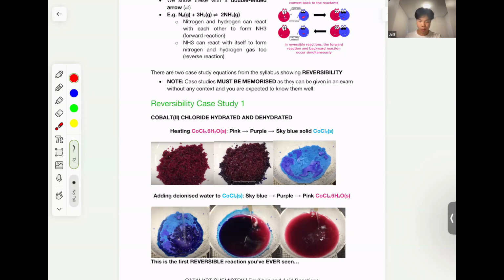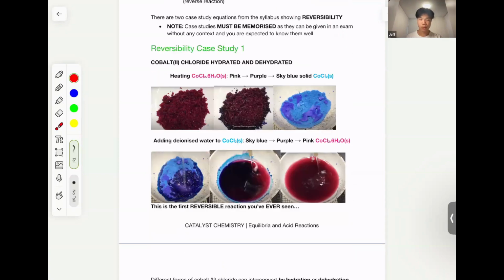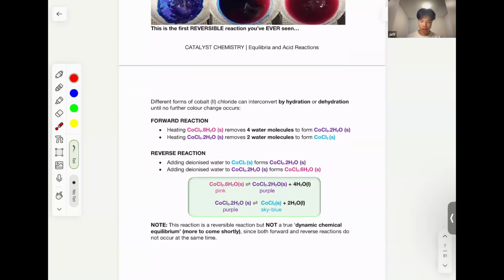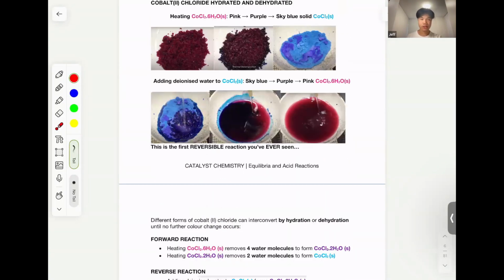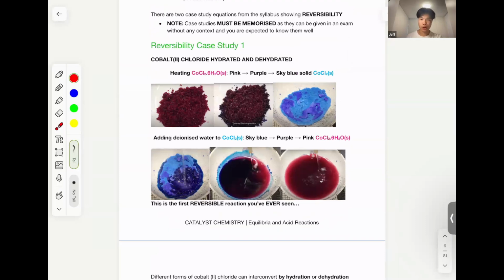This reaction, importantly, is not a dynamic equilibria. And I think that's something that I didn't emphasize too much when we went over it the first time because we didn't know what that meant. But when you talk about this case study, this is not dynamic because it only will go towards one of the two sides when you add heat or when you remove water or put in water. If you aren't removing or putting in water, the rate of reaction is 0. So this is not dynamic.